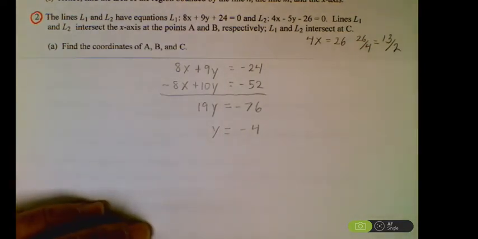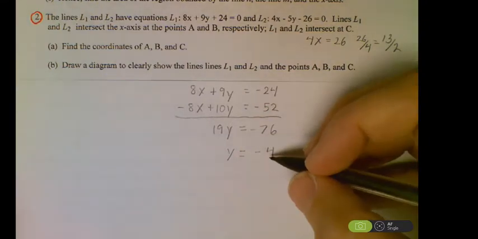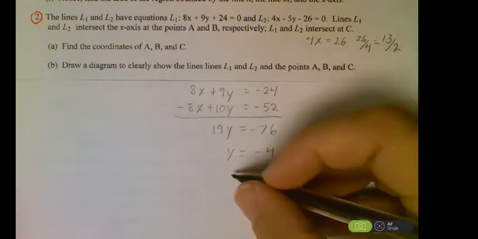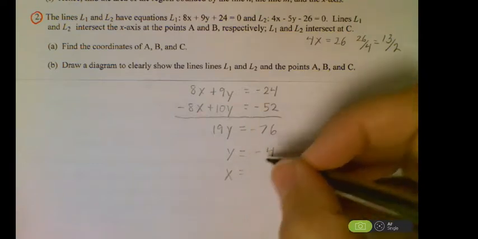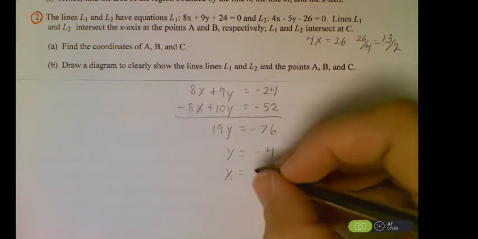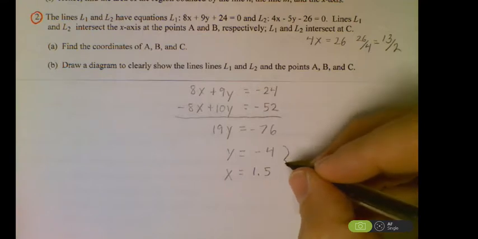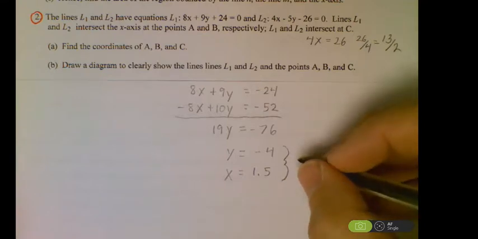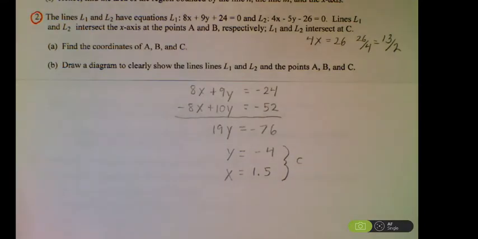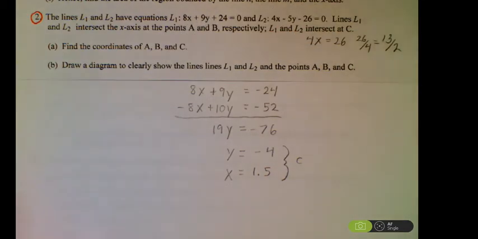You get your x coordinate. So for part B, now they want a diagram that represents all the information that we just found. As you plugged in that -4 for y, you came out with an x coordinate of 3/2, or 1.5. So this was point C, so we've got to make sure we show these two lines intersecting at that point, and we'll label it as point C. We're going to show the x-intercepts as points A and B for these graphs.